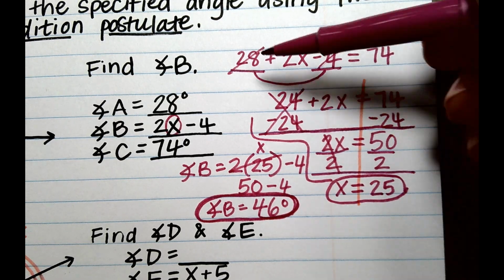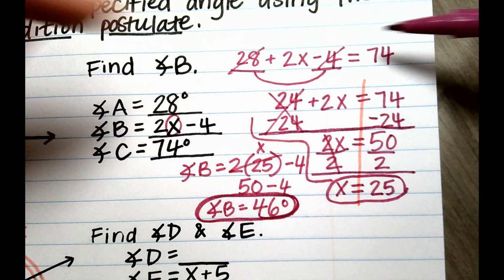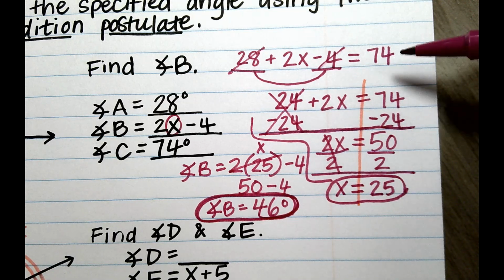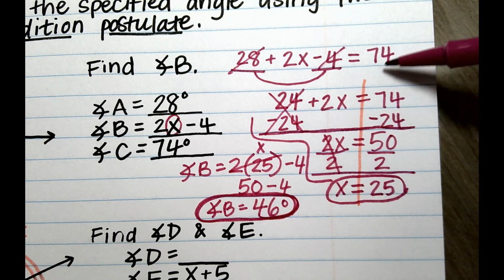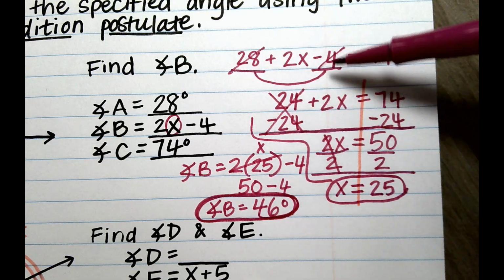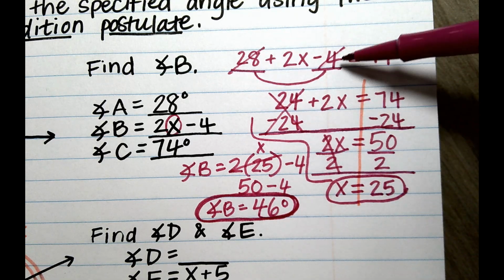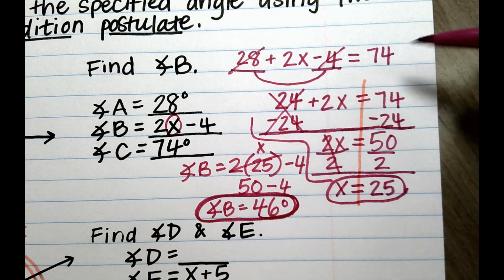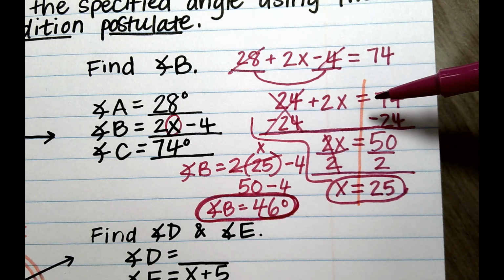Okay, so let's go back to the beginning. Is this what your starting equation was? Yes. 28 plus 2x minus 4 equals 74. Okay, what did you do next? Find the like term. Okay, so did you do 28 minus 4? I did, yeah. Did you get 24? Yeah, I did, but I put the 2x in front of it.